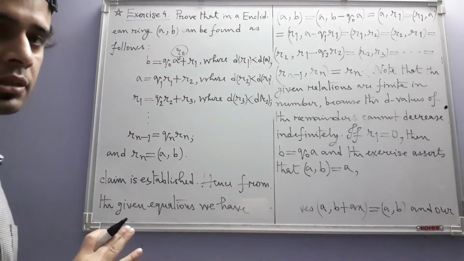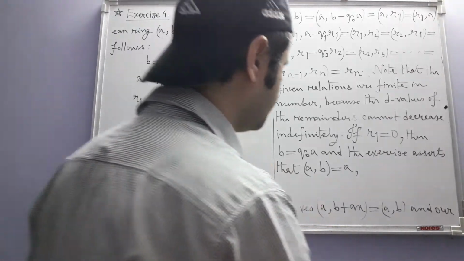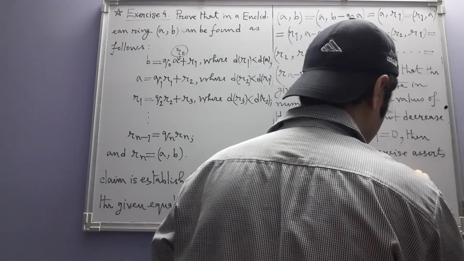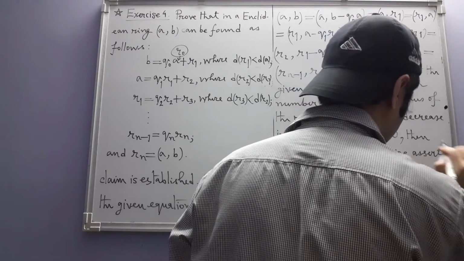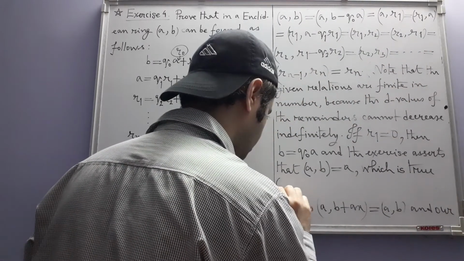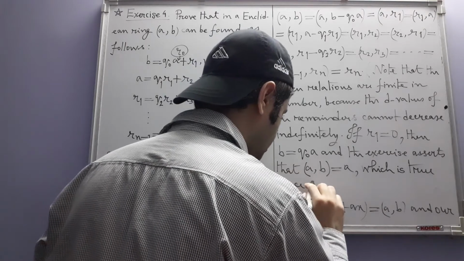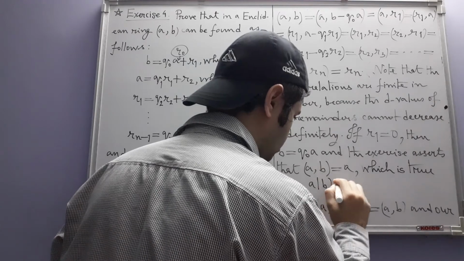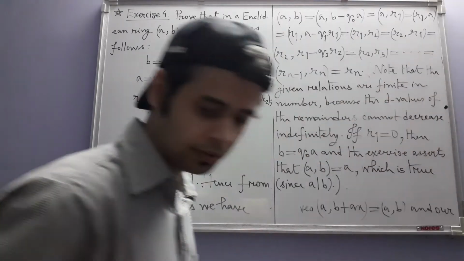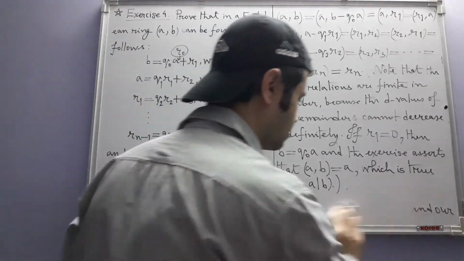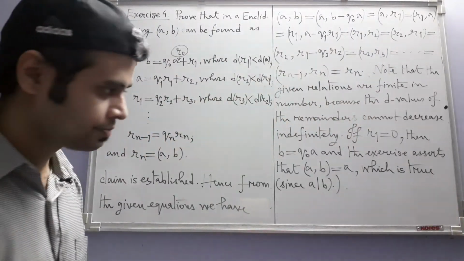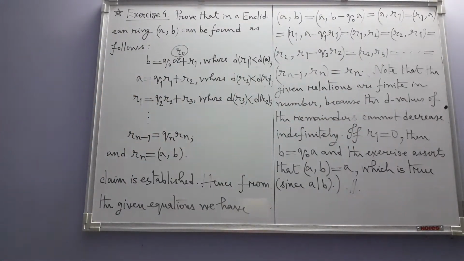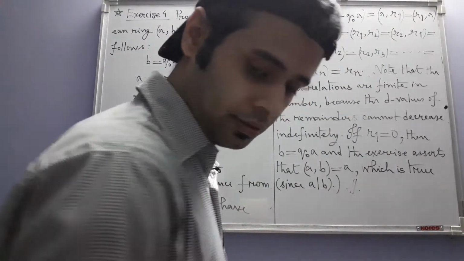The exercise asserts this, and actually this is true. In bracket you can write since A divides B. So this is where the solution ends. Okay, now we go to the fifth one.